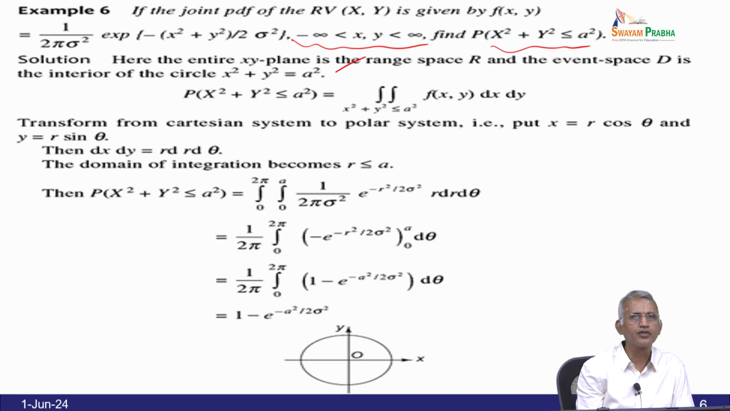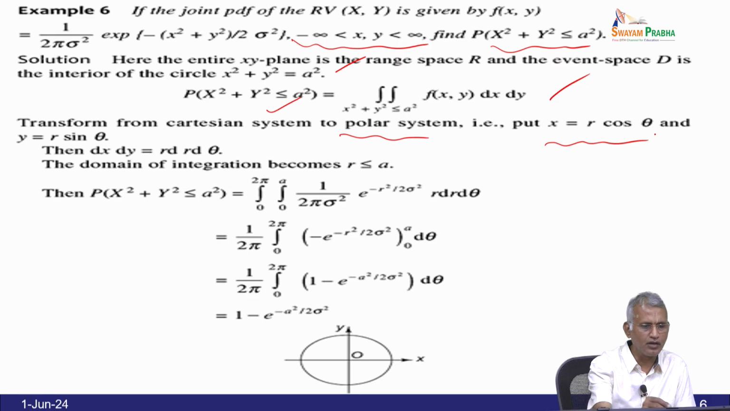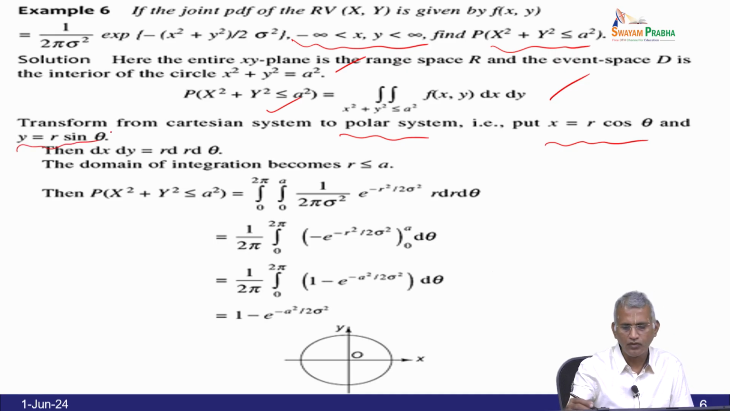Therefore, probability of x square plus y square less than or equal to a square equals the double integral over x square plus y square less than or equal to a square of f of x comma y into dx dy. So to transform from the Cartesian system to the polar system, put x equal to r cos theta and y equal to r sin theta. Therefore, we have to calculate dx dy, which is equal to the determinant of dou x by dou r, dou y by dou r, dou x by dou theta, dou y by dou theta, into dr d theta.